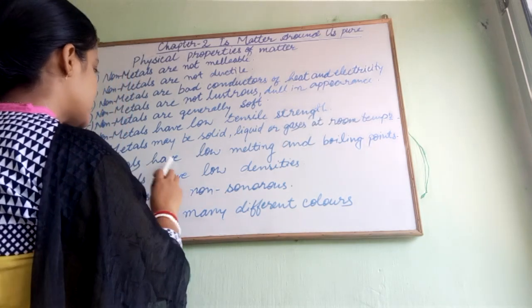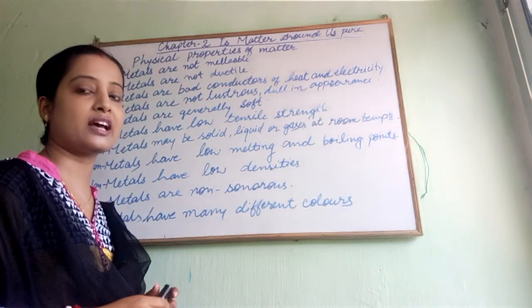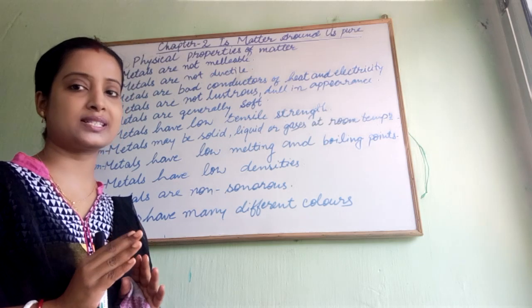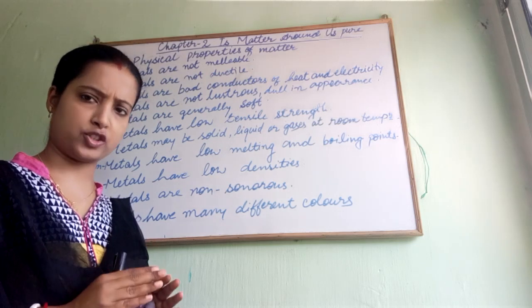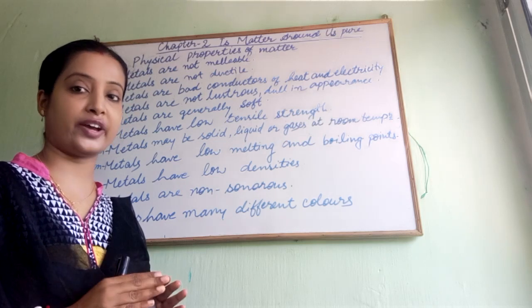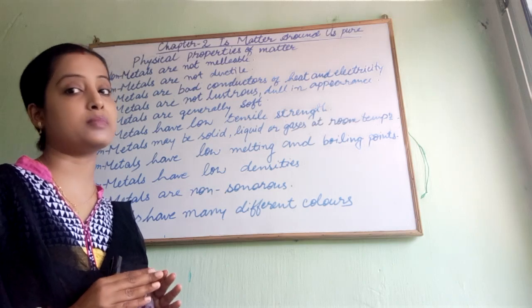Now, non-metals have low melting and boiling points. Yes children, non-metals have low melting and boiling points. That means they melt and vaporize at a very low temperature. But there is an exception, that is graphite. Graphite is the only non-metal which has a high melting point.